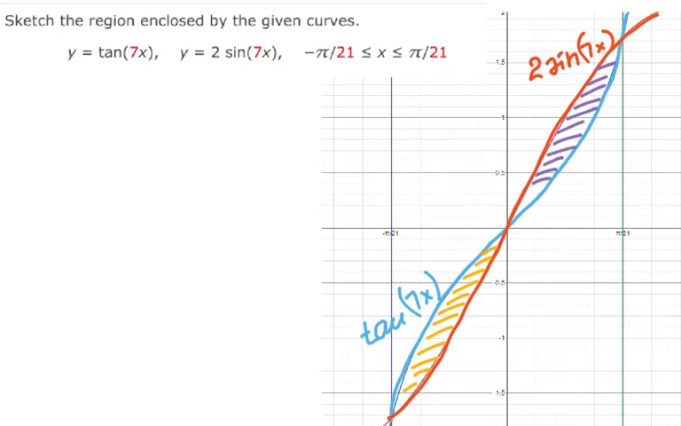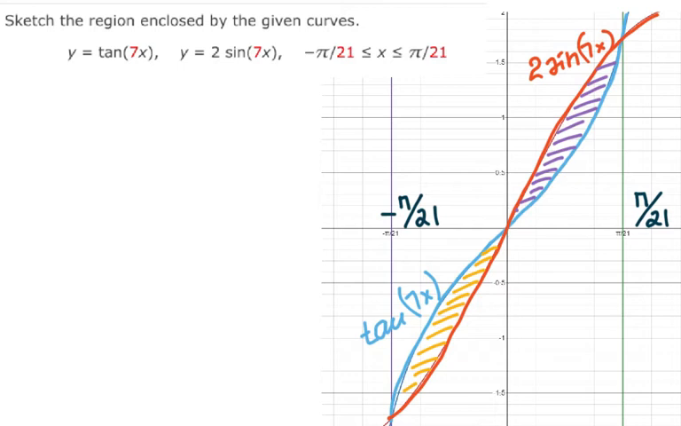I have to do two integrations here, one for the bottom one and one for the top one. The point of the interval where I'm going to be looking at them is negative pi over 21 and positive pi over 21. That's where those two intersect.